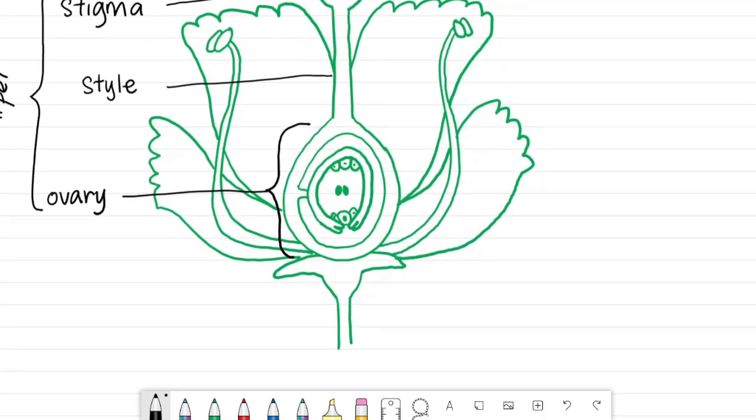Now let us label the male part of the flower. So as you know, it only consists of two parts, and that is the anther and the filament.